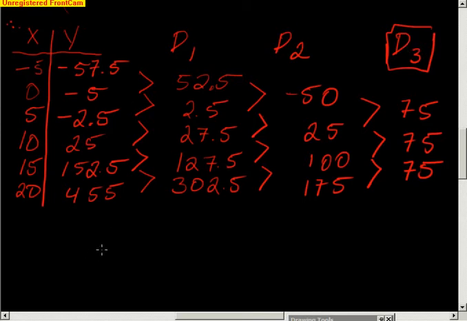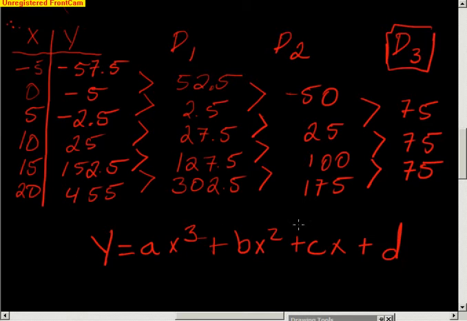And I can write that in general form. I can write it this way: y equals ax to the third power, which shows that it's a third degree polynomial function, plus bx squared plus cx plus d. This is the general form for this function.